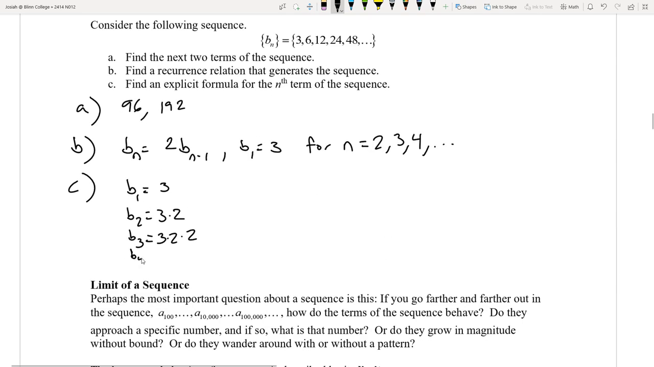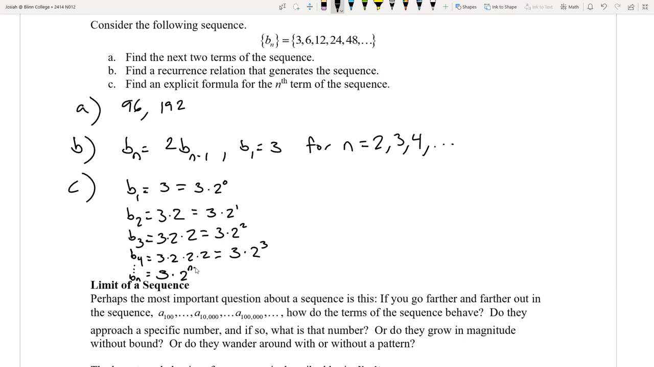b sub 4 is 3 times 2 times 2 times 2. And we do the same sort of process then. Oops, b sub n. We've got 3 times 2 to the third, 3 times 2 squared, 3 times 2 to the first, and 3 times 2 to the 0. So it looks like we're always going to have 3 times 2 to the... The relationship here is, again, the power on 2 is 1 less than the index. So b sub n will be 3 times 2 to the n minus 1.